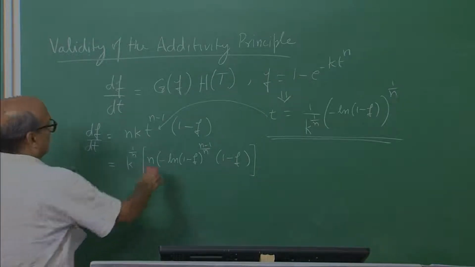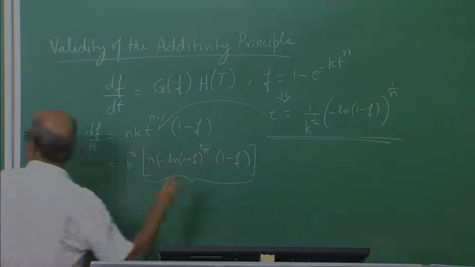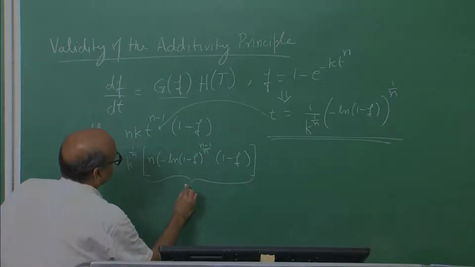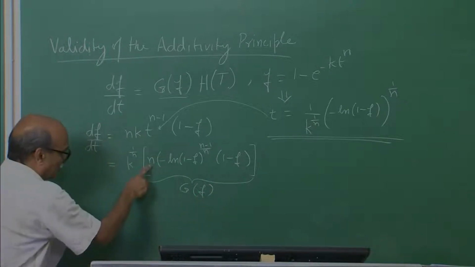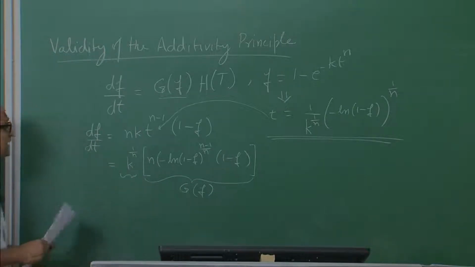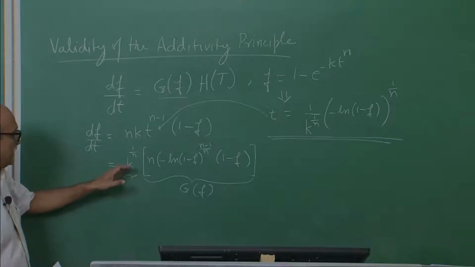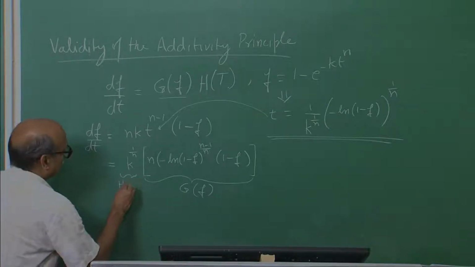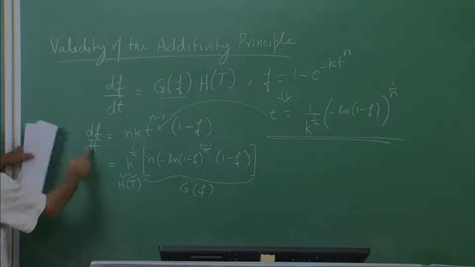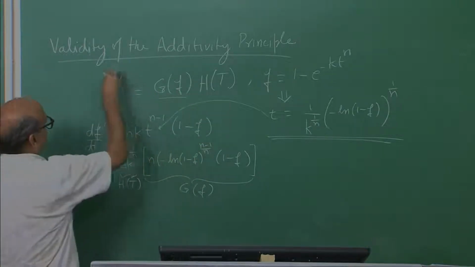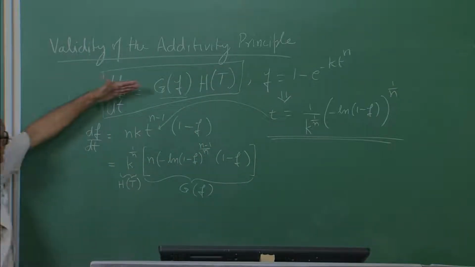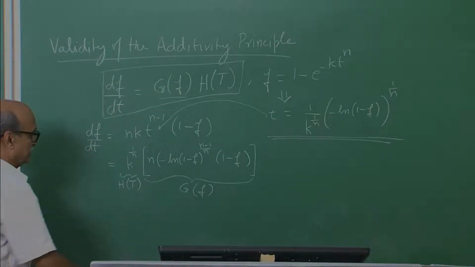Now, if I look at this particular term, it is purely a function of f. It is also a function of n, by the way, but I am just writing it as a function of f. Let us say that k can vary with temperature. If k varies with temperature, then this becomes a function of temperature. So, now I am trying to write the relation in this form. When can I write it in this form? I can write it in this form when n is a constant.